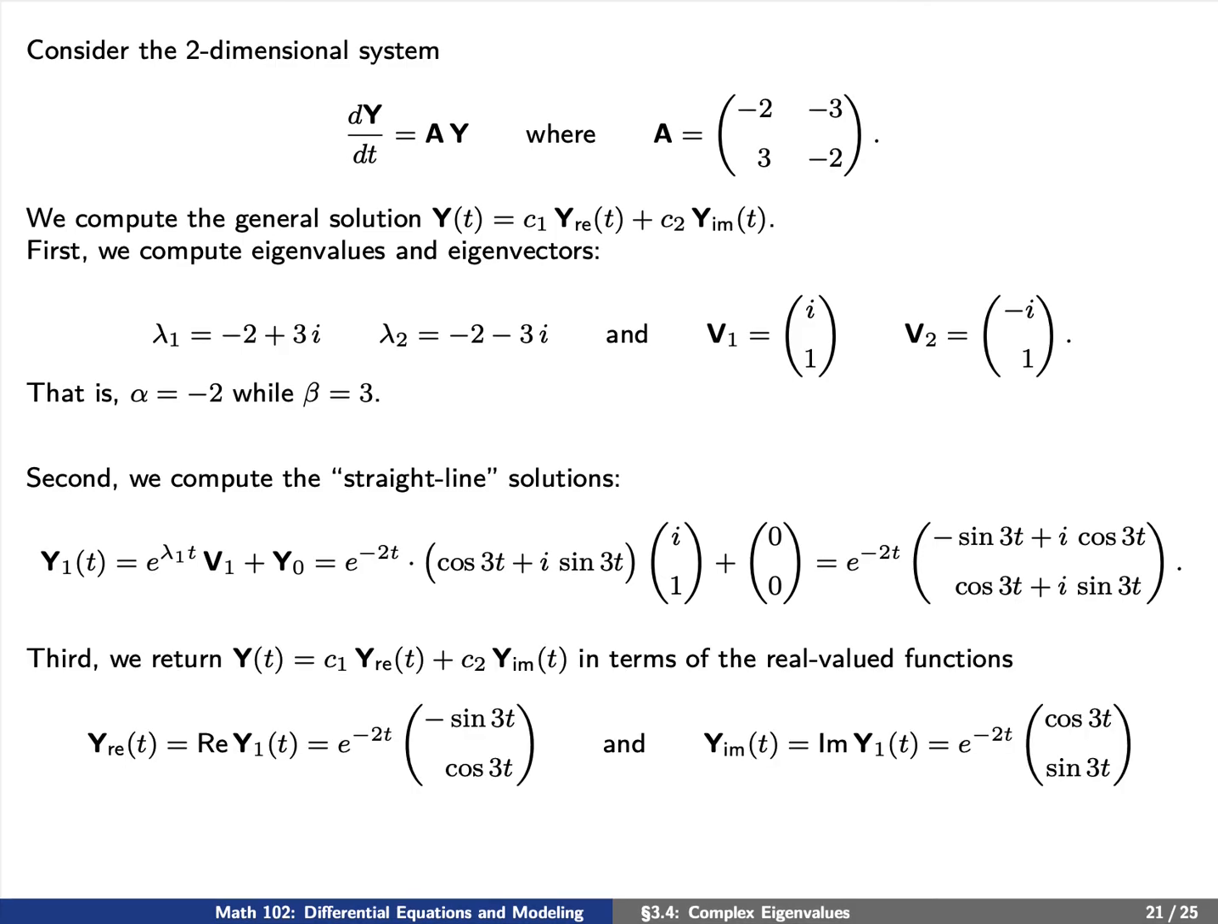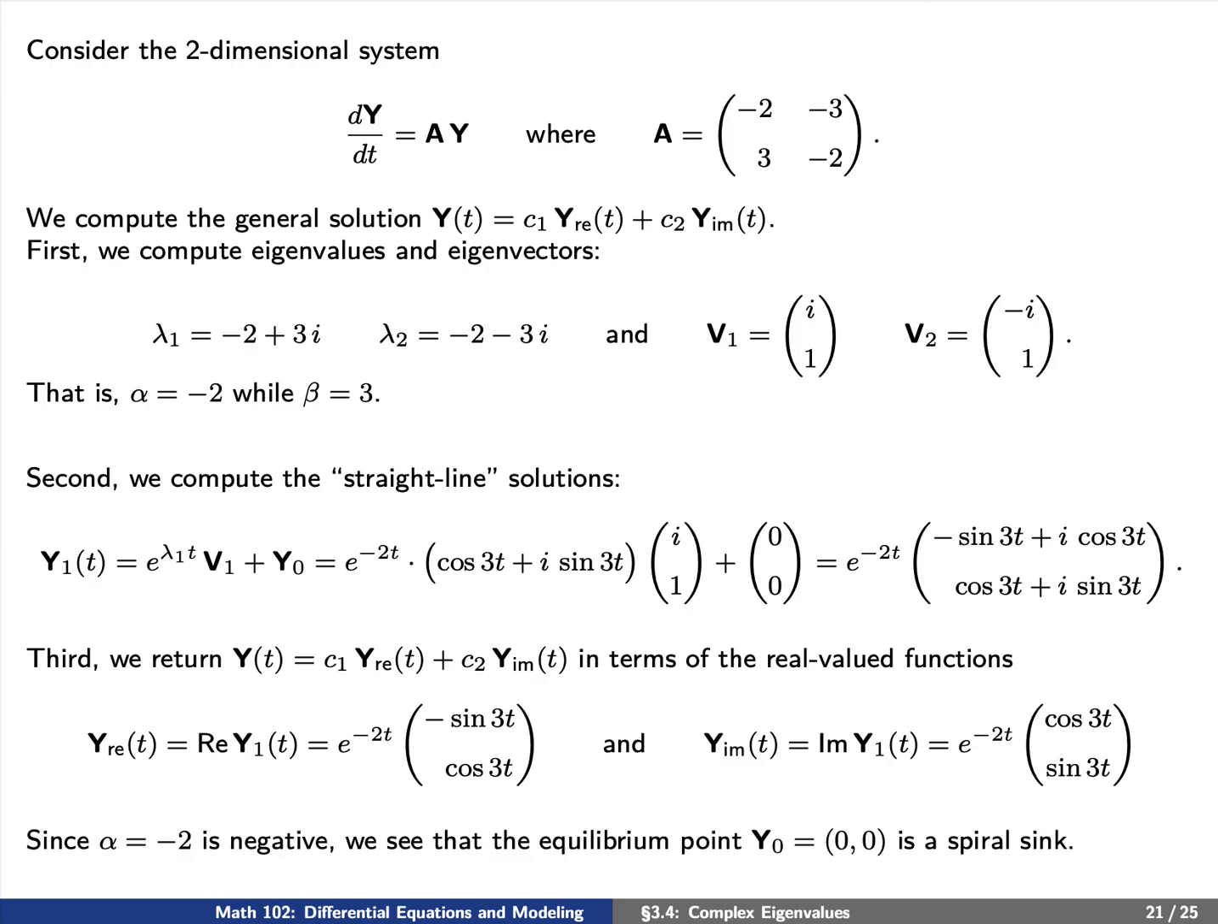Third, we'll return our general solution in terms of the real valued functions capital Y sub RE and capital Y sub IM. Here, we're just looking at the real and imaginary parts of the straight line solution from above. And finally, we recall that since alpha equal to -2 is a negative real number, then our equilibrium point must be a spiral sink.